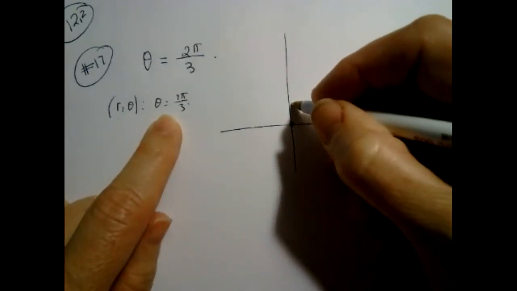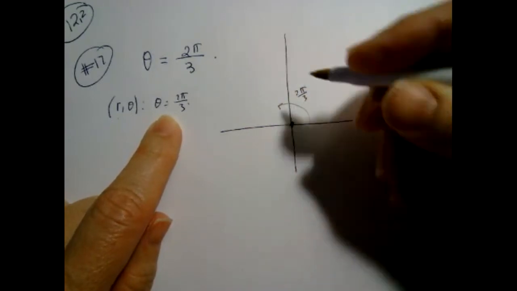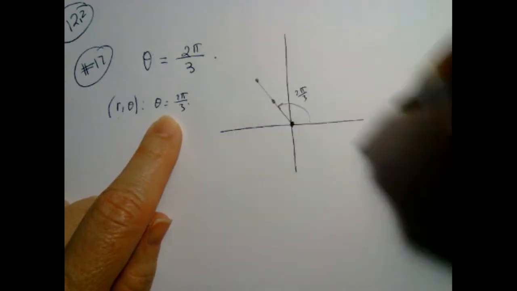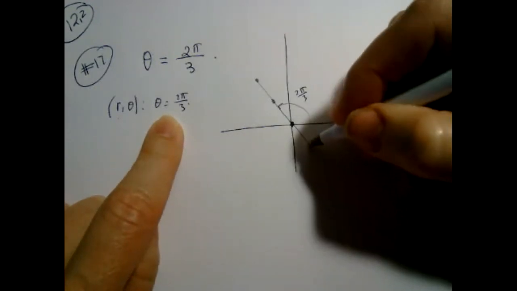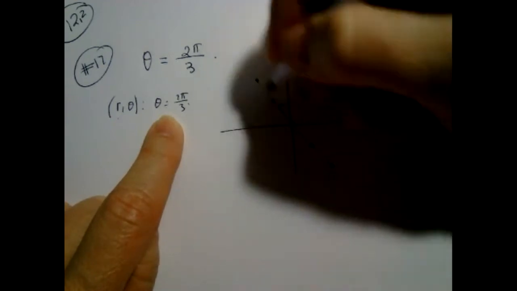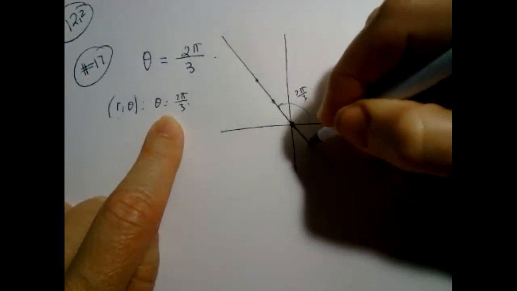So if we draw 2 pi over 3, just 120 degrees, R could be 1, so we pick up this point. R could be 2, we pick up this point. R could be minus 1, we pick up that point. R could be minus 2, we pick up that point. So it's going to be all the points that lie on this line.